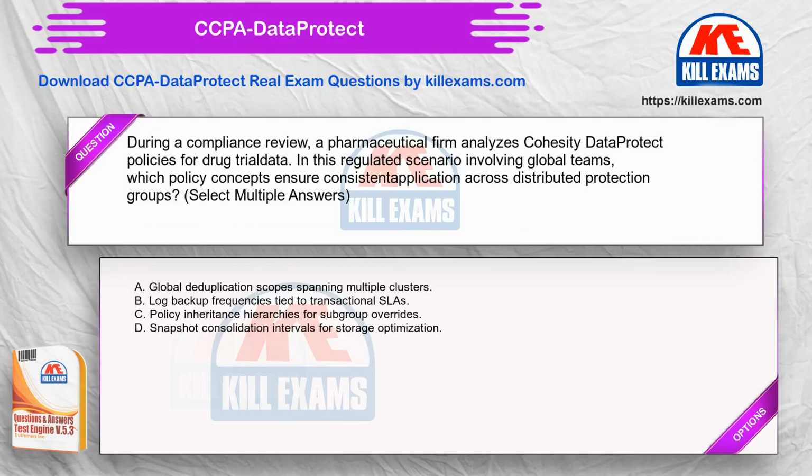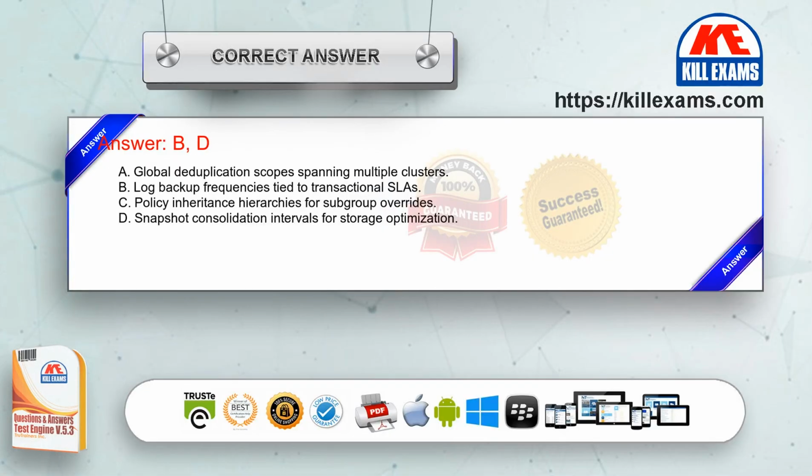During a compliance review, a pharmaceutical firm analyzes Cohesity DataProtect policies for drug trial data. In this regulated scenario involving global teams, which policy concepts ensure consistent application across distributed protection groups? Select multiple answers. A. Global deduplication scope spanning multiple clusters. B. Log backup frequencies tied to transactional SLAs. C. Policy inheritance hierarchies for subgroup overrides. D. Snapshot consolidation intervals for storage optimization. The correct answer is option B, D.